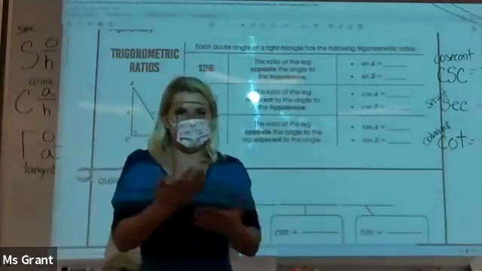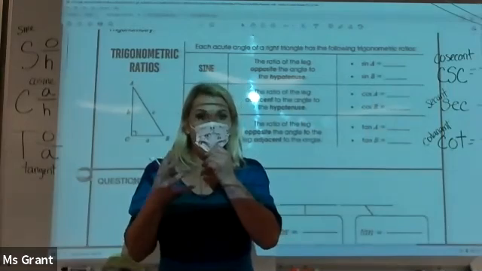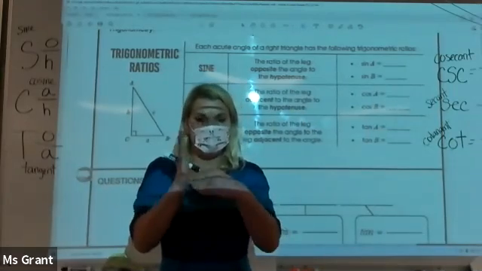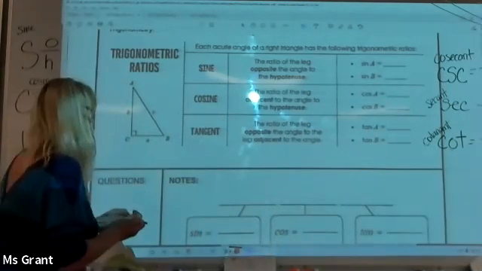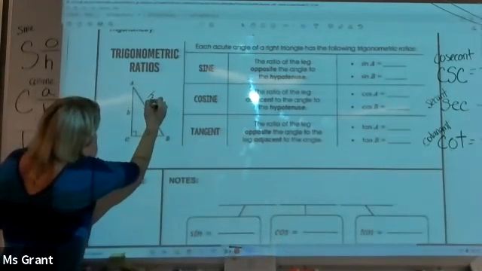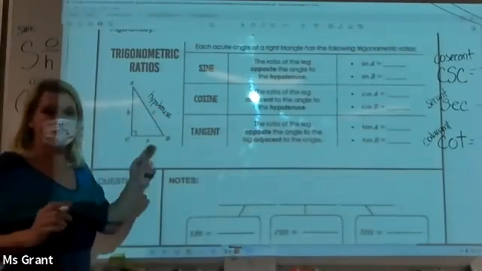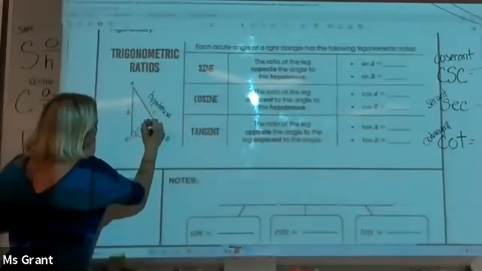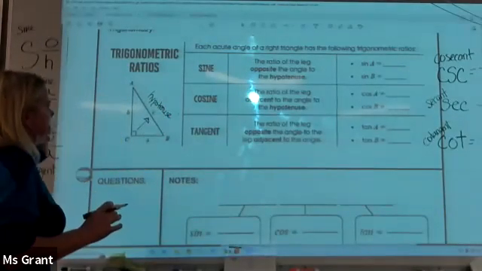What these words mean, sine, cosine, and tangent. They are words that compare the sides of a triangle. Of course, you guys know that the hypotenuse is always the hypotenuse, always across from the 90-degree angle. Okay, so there's that. So, sine.